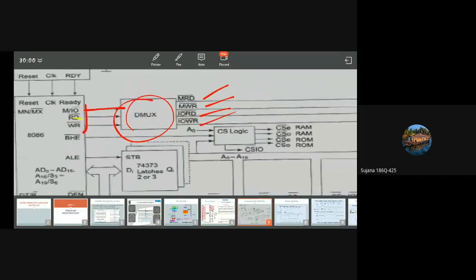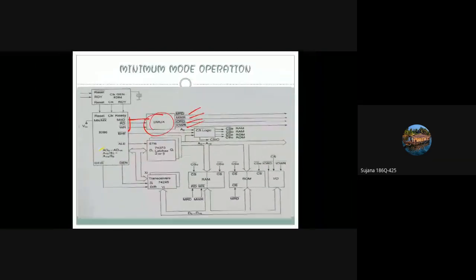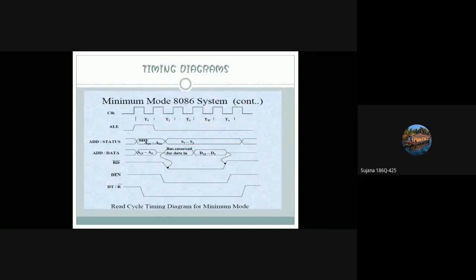So next thing, this is all the connections. This is how we made the minimum mode operation, the establishment of minimum mode operations. So let's see the timing diagrams.